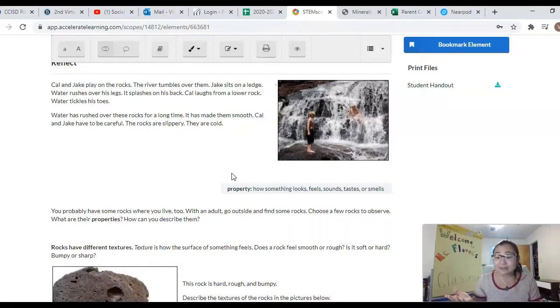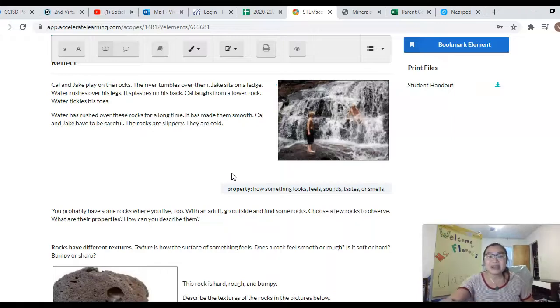Have you ever gone camping? Have you ever gone to play in a lake or a river? Like these boys, you probably realize that the rocks are slippery. There might be moss or algae on them. They might be slippery because there's water that's always coming over them. It's made them really smooth and hard to stand up on.